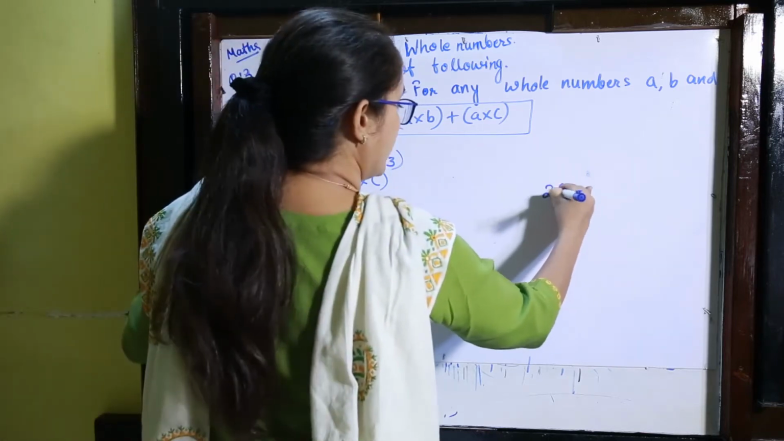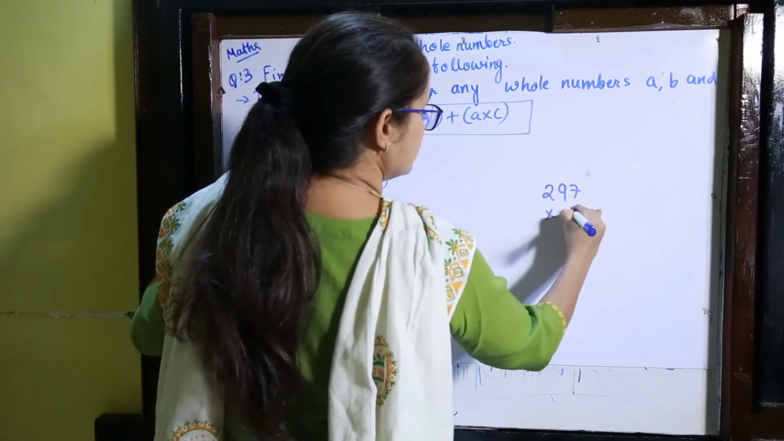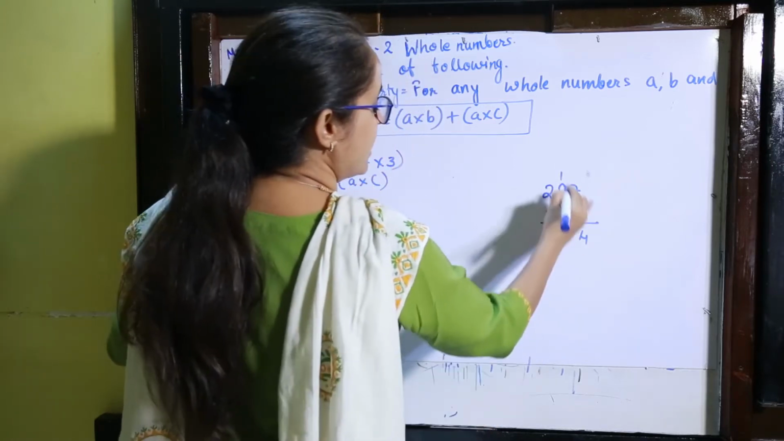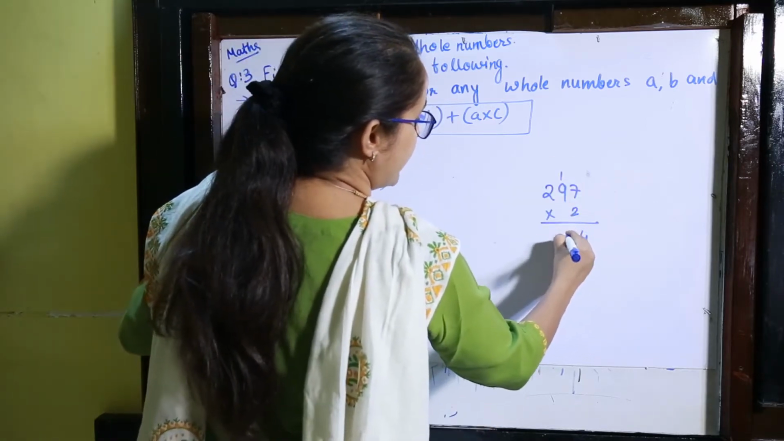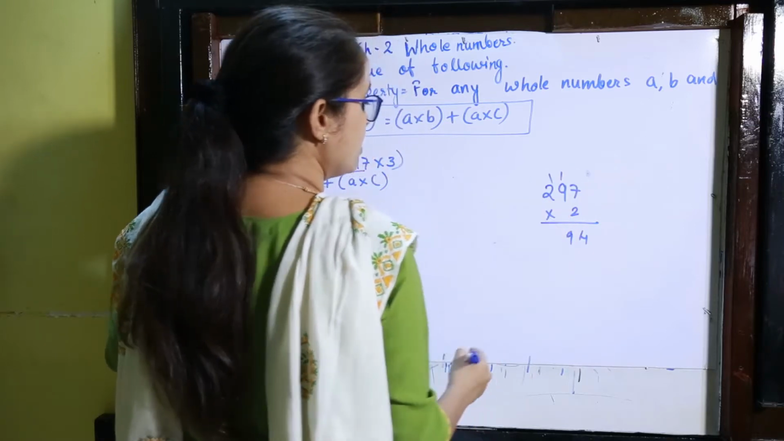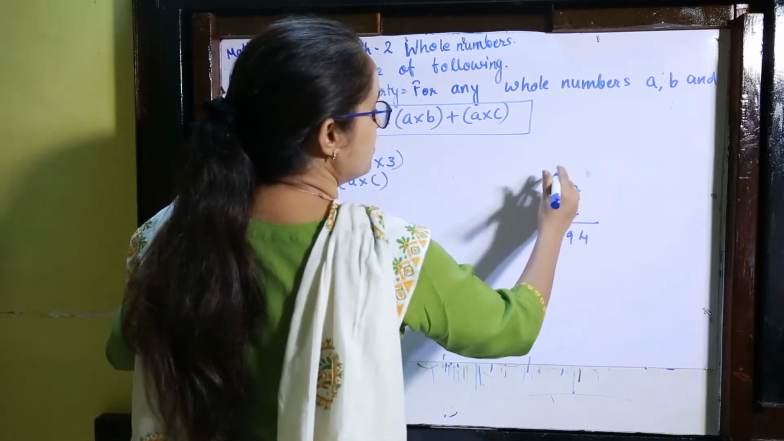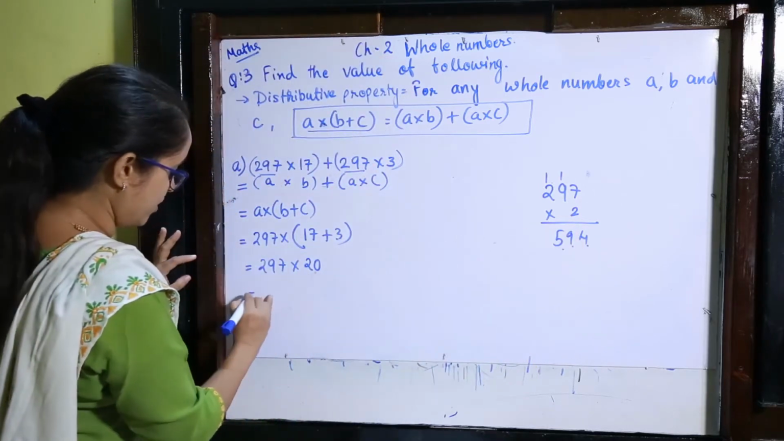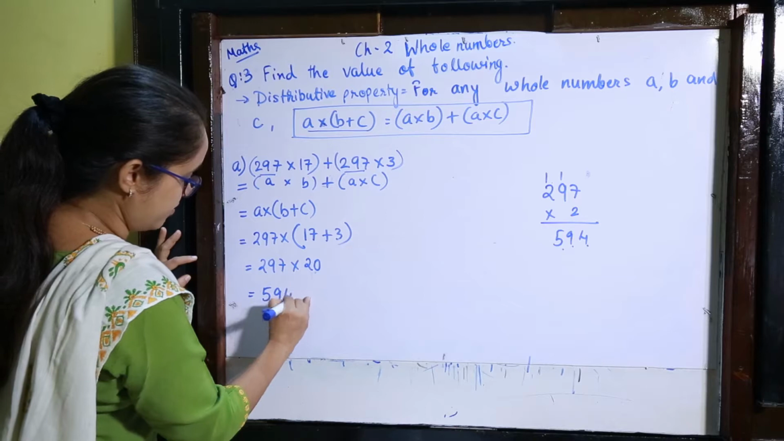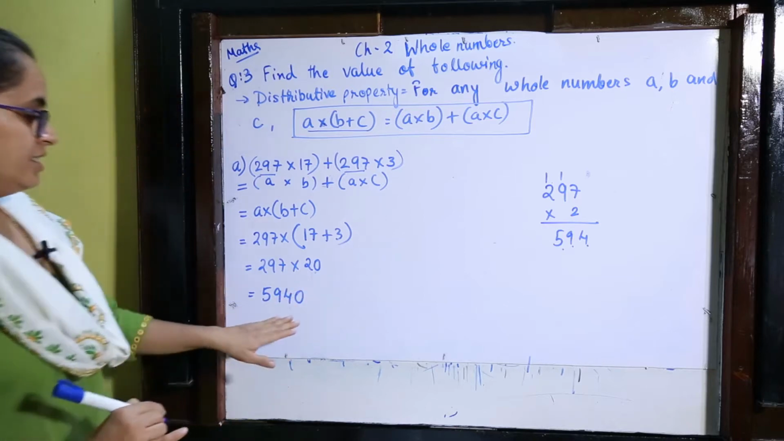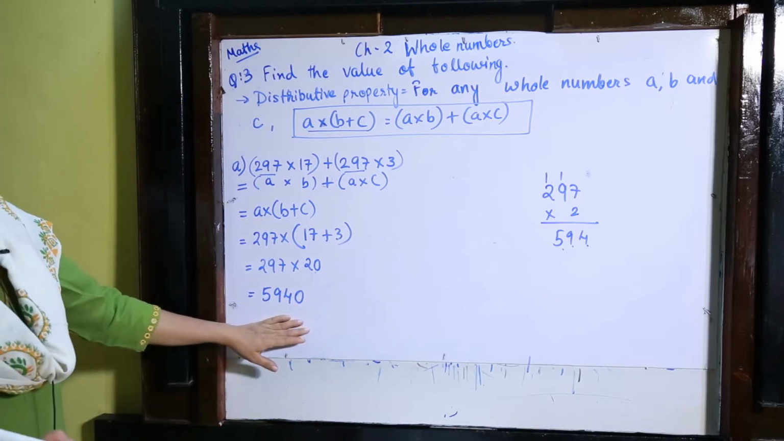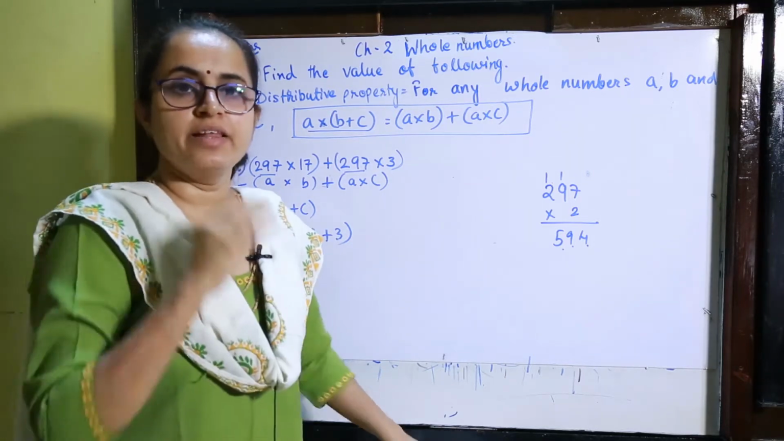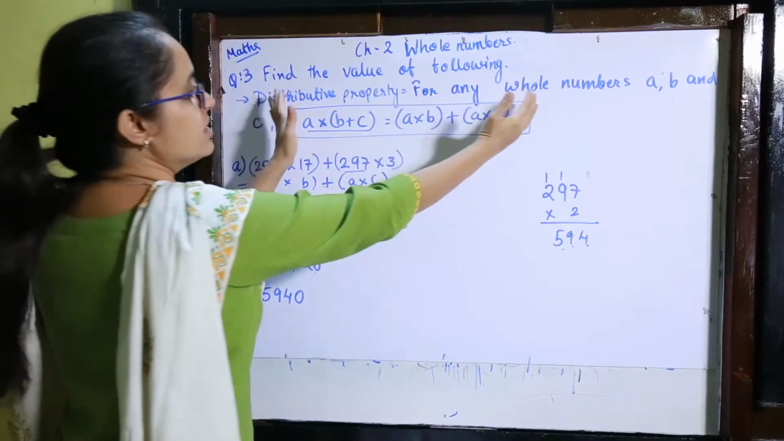So you need to do like this. 7 2s are 14, carry over 1, 9 2s are 18 plus 1, 19, carry over 1, 2 2s are 4 plus 1, 5. So 594, and this 0 you have to add. This is your answer. So it is an easy, simple thing, children. You have to see the thing in this way.